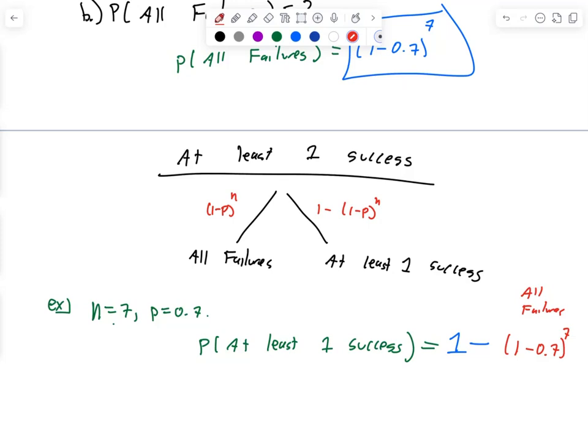And I know it's weird, like why is it 1 minus 1 minus? The inside 1 minus is because of the all failures. This part right here is all failures, and 1 minus that gives you at least 1. So in today's Amplify that I'm about to open up right now, this is the formula you want to use.